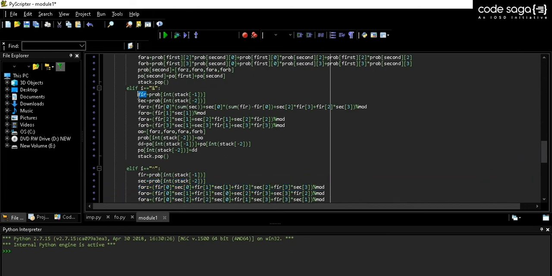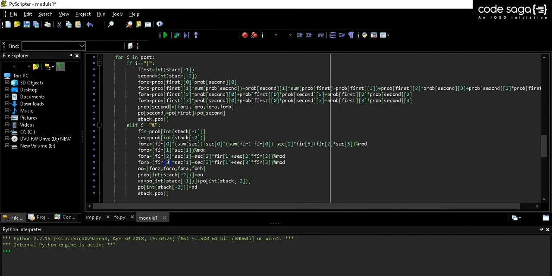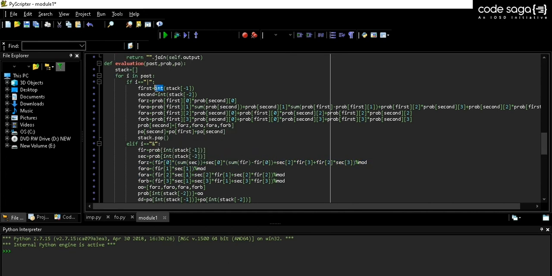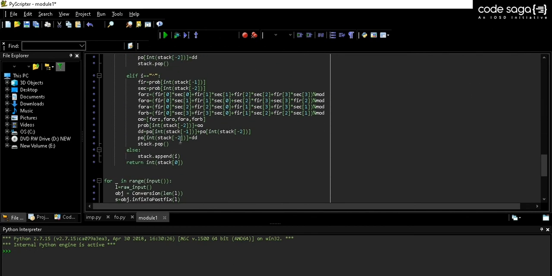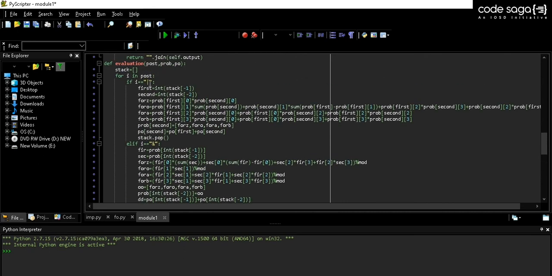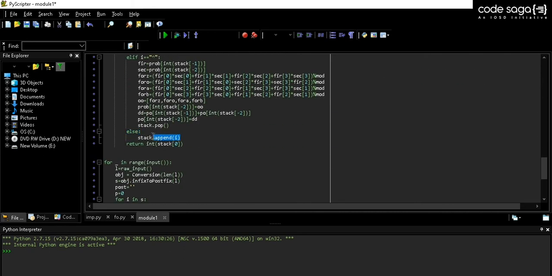I simply made first the probability of enter stack of -1, so I did not have to again and again access probability of first of 0; I could simply access first of 0. I also had to convert these to integers as they are string values, and that would have given a runtime error. Now once we have that, if it is not an operator, that is not XOR and OR, I will simply add it to the stack.